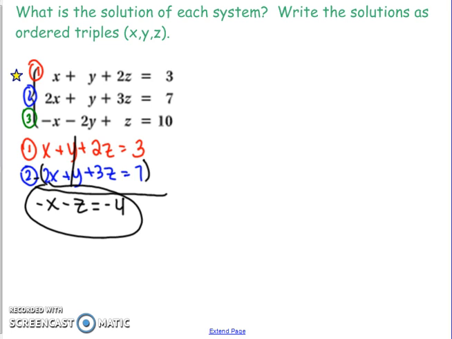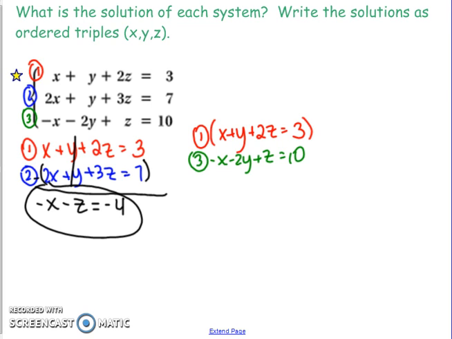So now I have to use the third equation, and I can use it with either the first or the second. So I'm going to use the first equation. So I'm going to use equation 1, x plus y plus 2z equals 3. And I'm going to use the third equation, -x minus 2y plus z equals 10. So I want to cancel out the y's again, but they're not the same. So I have to multiply the top equation by 2.